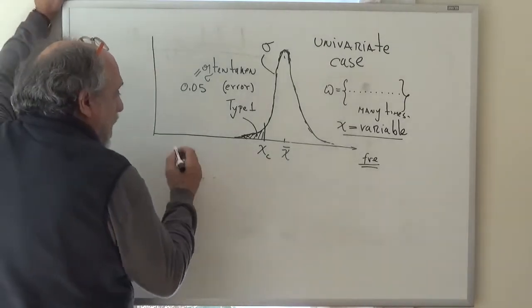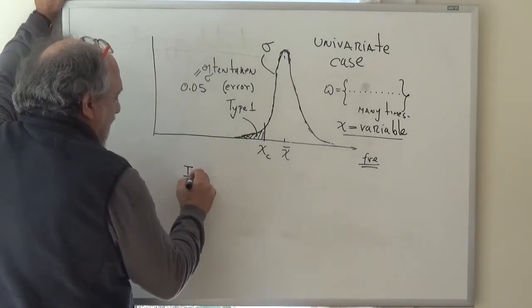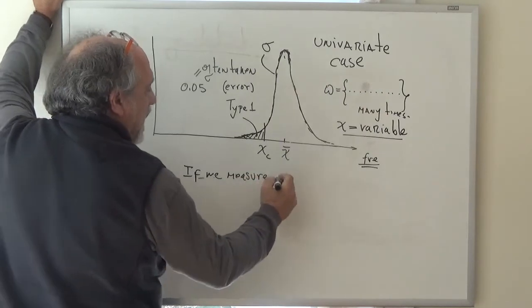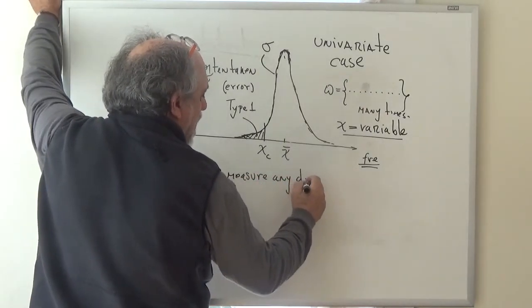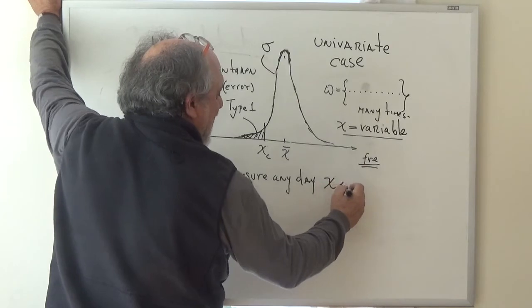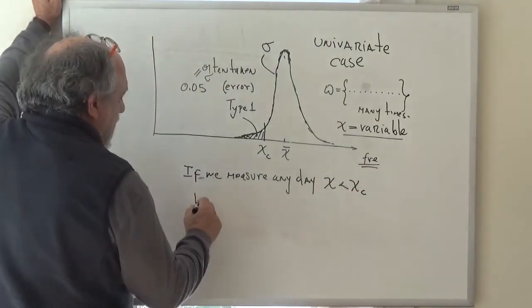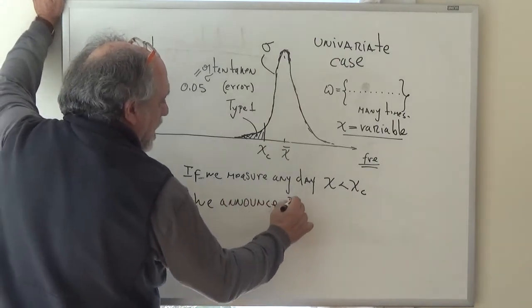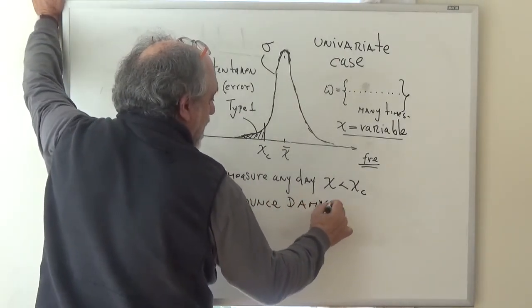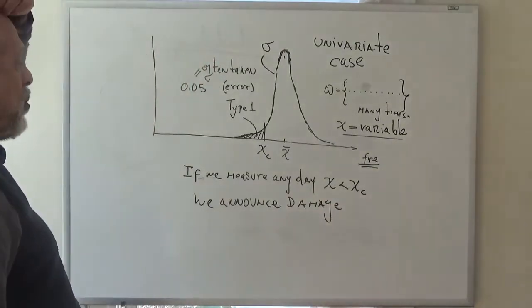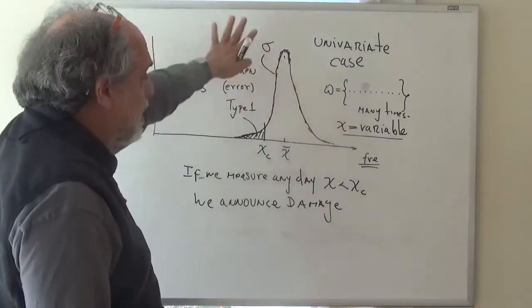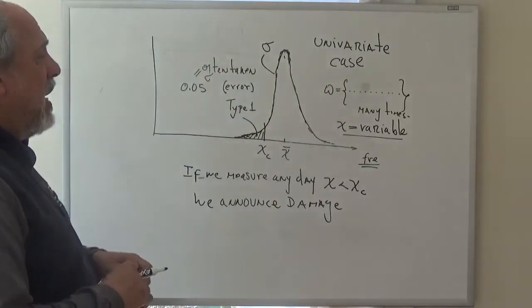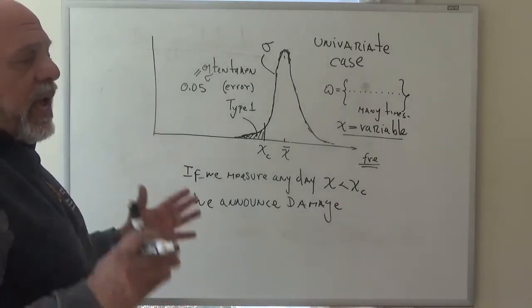Because we make the following decision. If we measure any day X to be less than XC, we announce damage. Okay? If we measure any day later on, right? This was done in year 1 when we were creating the model. That's it. We've got the Gaussian. Now we decided, okay, it's over.